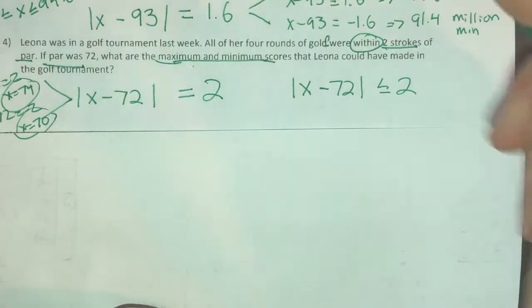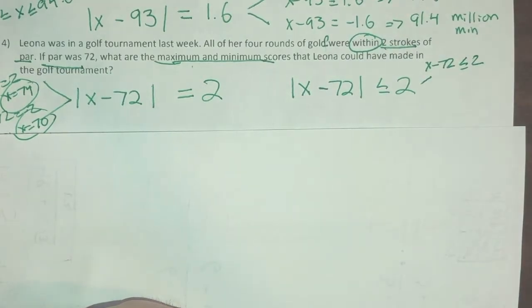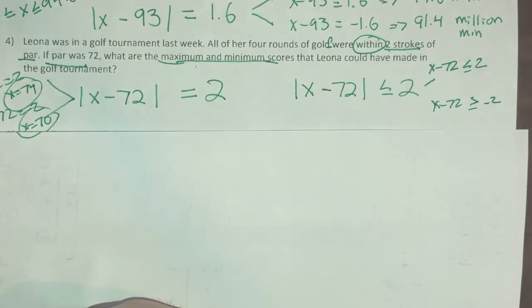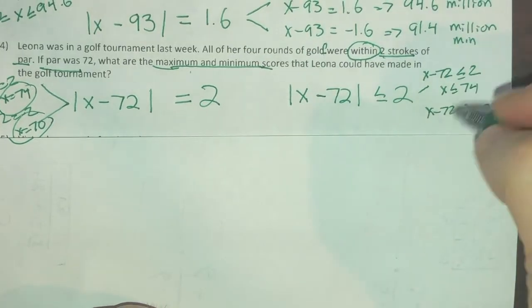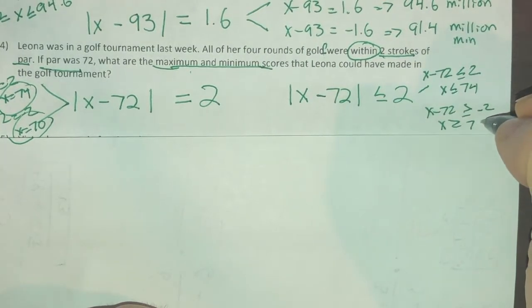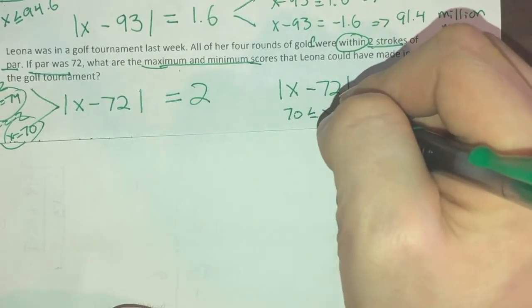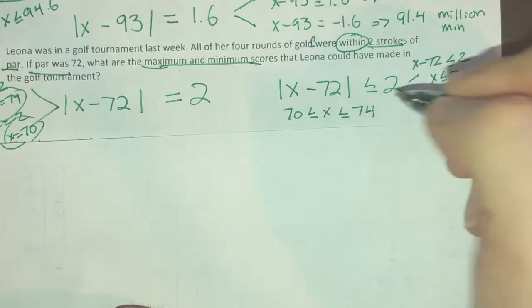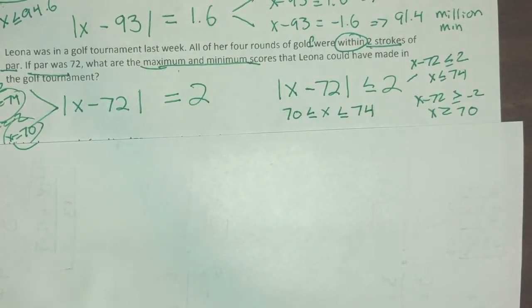So let's try it with the inequality. So again, bars are alone. X minus 72 less than or equal to 2. X minus 72 greater than or equal to negative 2. Okay, so either x is less than or equal to 74, and then you've got x is greater than or equal to 70. So what that means is that x is more than or equal to 70, it's at least 70, and less than or equal to 74. Okay, so that's how we solve absolute value equations, and a little bit of a taste of how we solve absolute value inequalities.